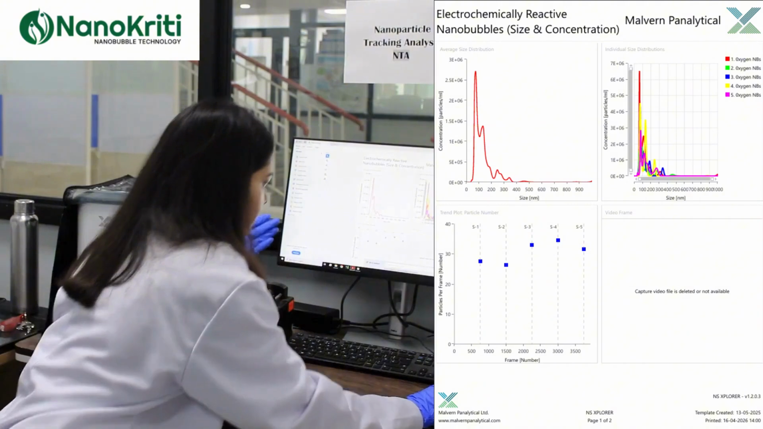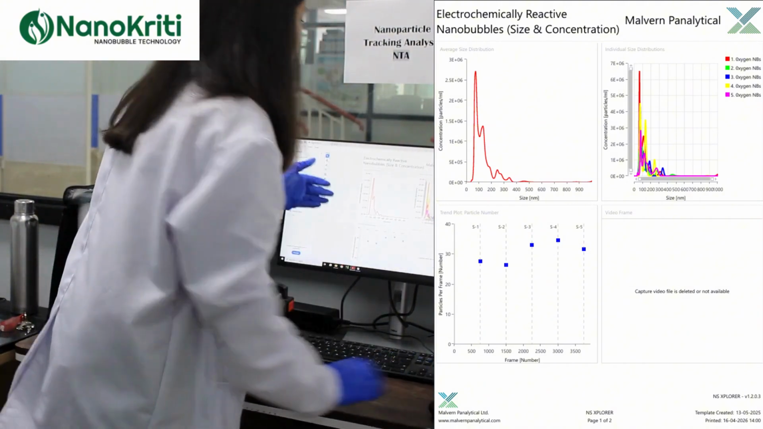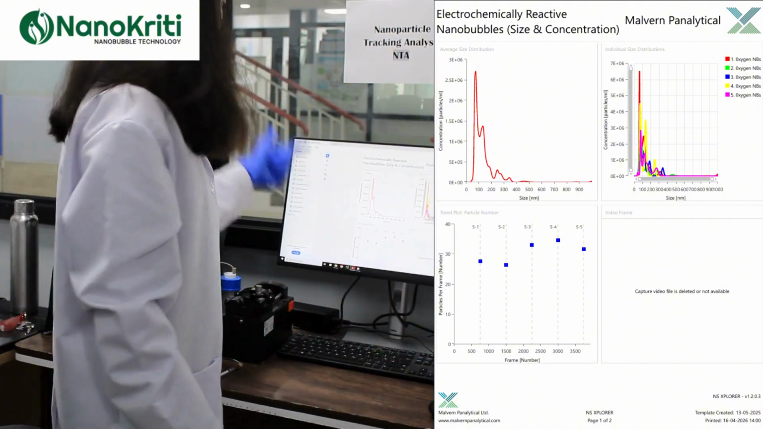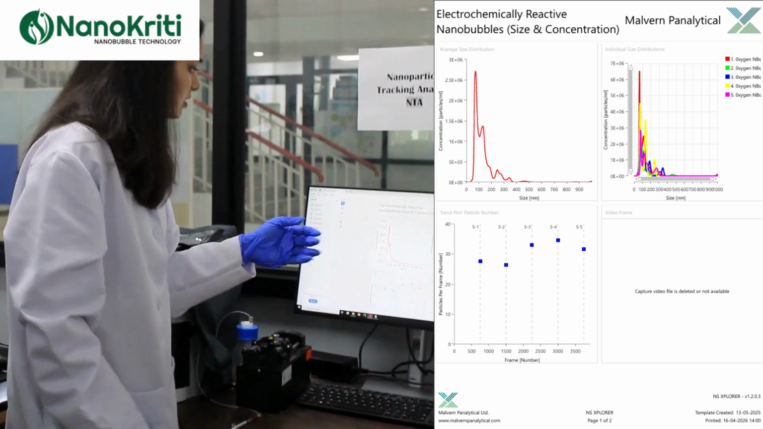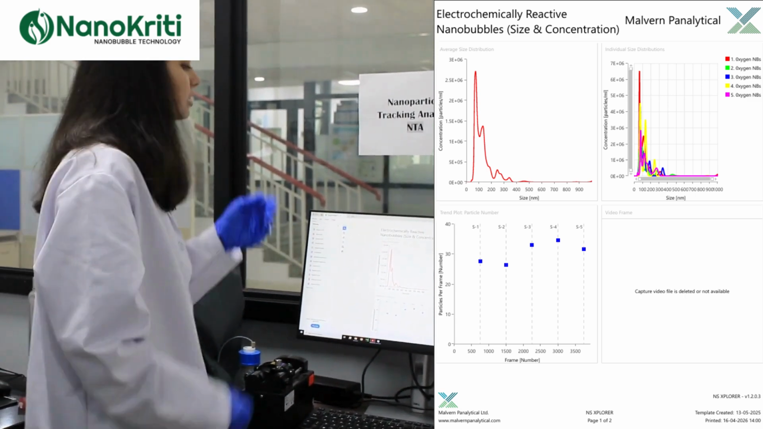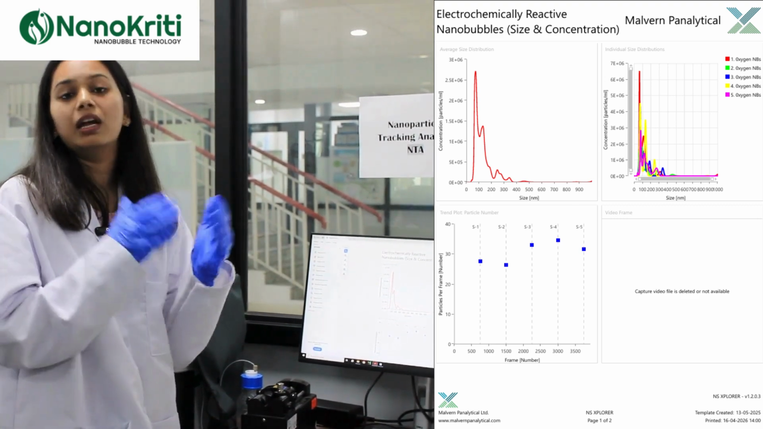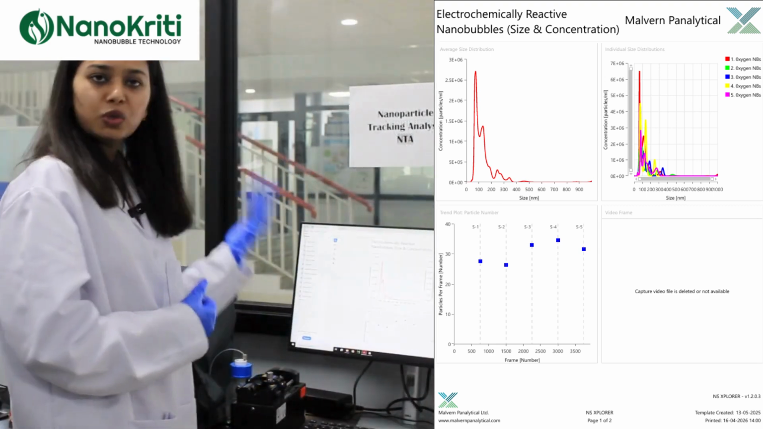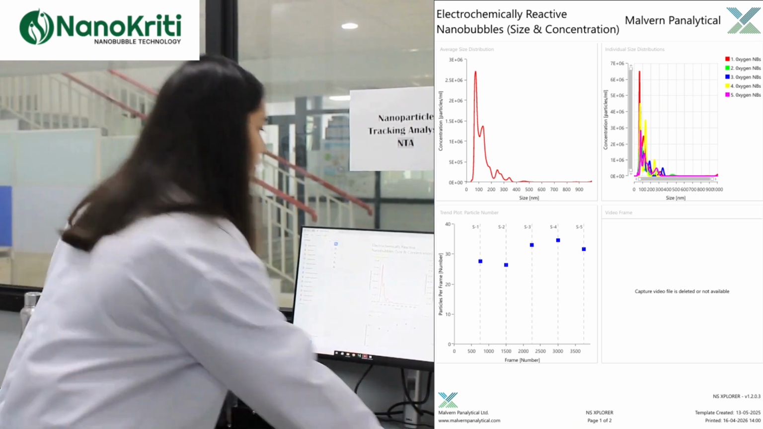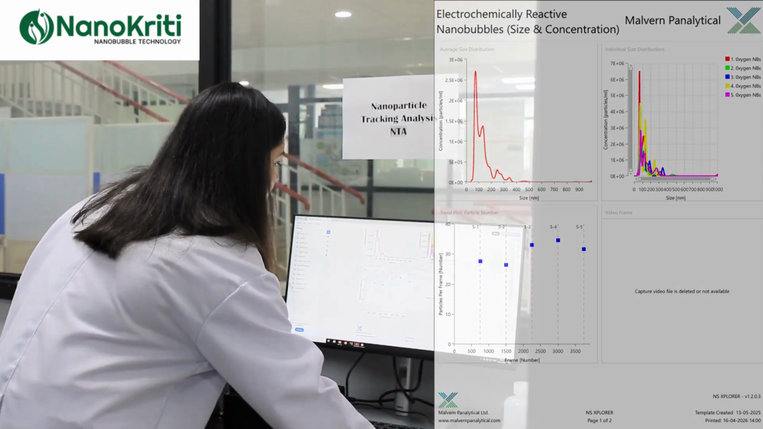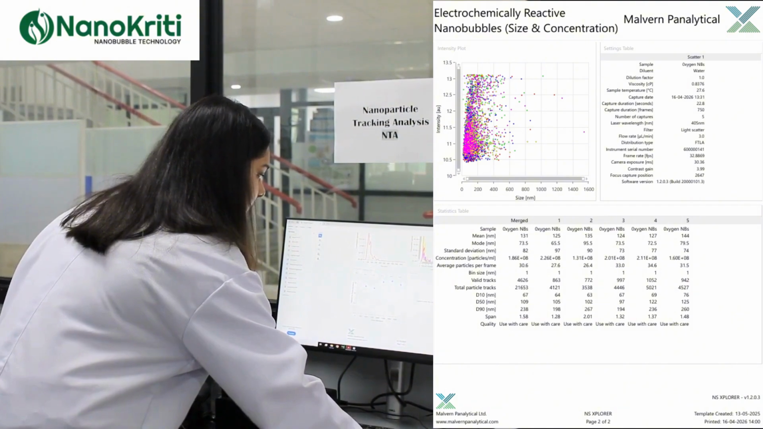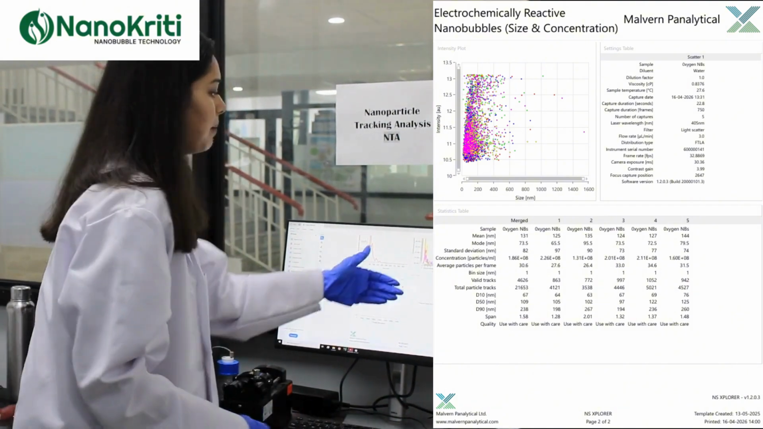We have got different compartments here. So the first compartment basically shows the concentration of the particles, which here is 2.5 × 10^6. This basically shows how many nanobubbles are present in the entire sample. This technique also shows the particles frame by frame. So here, as you can see, this compartment shows particles per frame based on different samples.